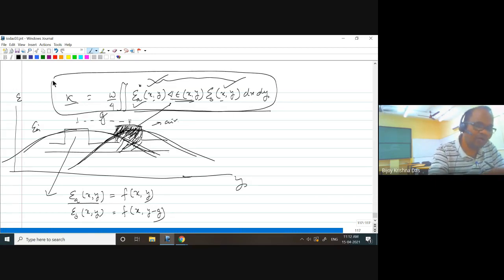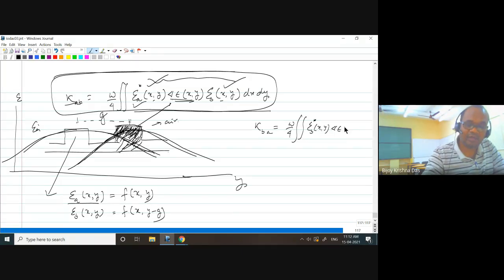So once you have the knowledge of kappa, I can calculate kappa because of waveguide A. Because of the presence of waveguide B, I can define kappa AB. Then I can say that kappa BA also will be something like this, omega by 4, times the integral of EB star XY, delta epsilon XY, and EA XY dx dy.